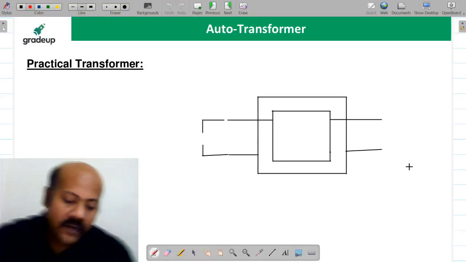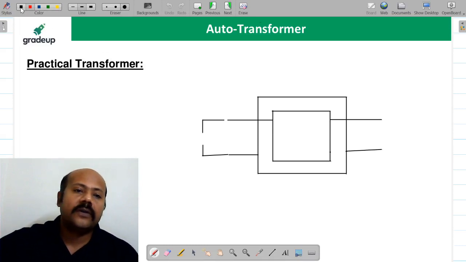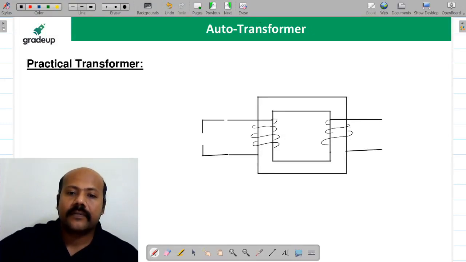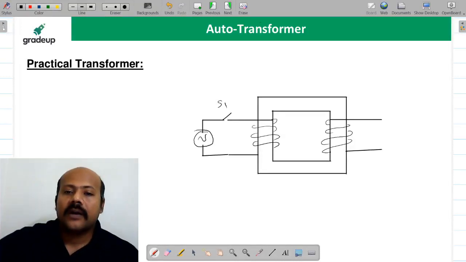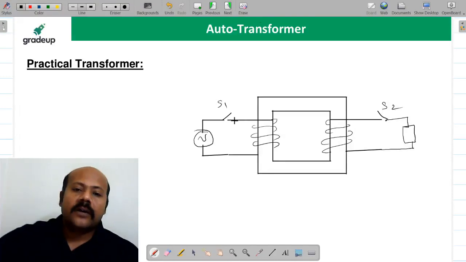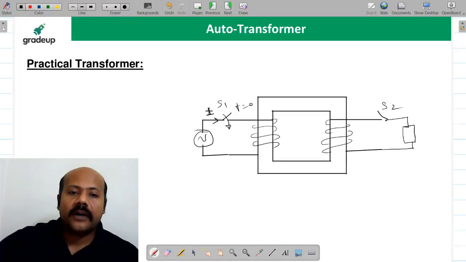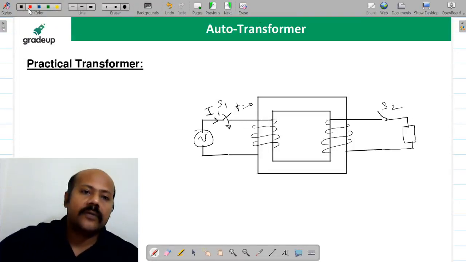So now let us start with this. All of you, now just focus here. Suppose this is your practical transformer, something like this. This is switch S1 at the source side or the primary side. This is your AC source, and suppose this is your load connected at the secondary side, and this is switch S2. Now the moment you close this switch, suppose at t equals 0, there is going to be some current I1 in this primary winding, yes or no?